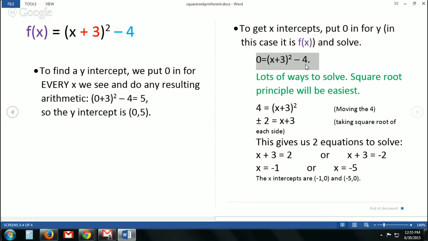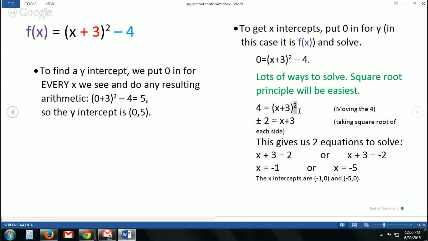Let's first take the minus 4 that is at the back and move it across the equals to the other side. When I move it across, it's going to become a positive 4. Now, to get the x to be isolated, the first thing that I'll do is get rid of this square by taking the square root of each side.